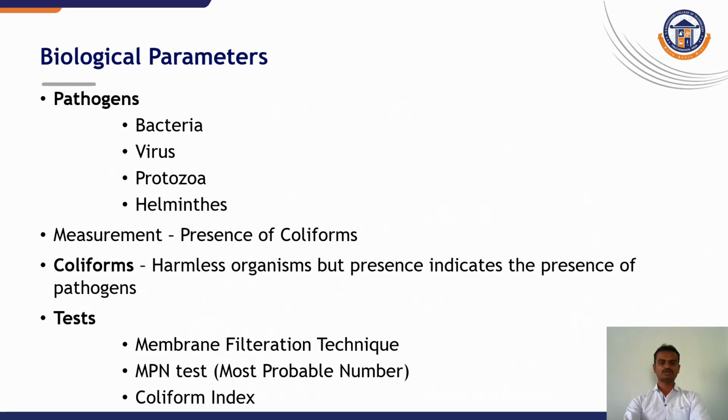To detect microbial contamination, we use indicator organisms known as coliforms. While coliform bacteria themselves are usually harmless, their presence indicates fecal contamination. So, two standard testing methods are membrane filtration techniques used in lab settings to trap and grow bacteria on selective media. And most probable number, MPN, test is a statistical estimation of the number of coliforms in water. The coliform index provides a measure of water safety. Ideally, drinking water should have zero coliform in a 100 ml sample.